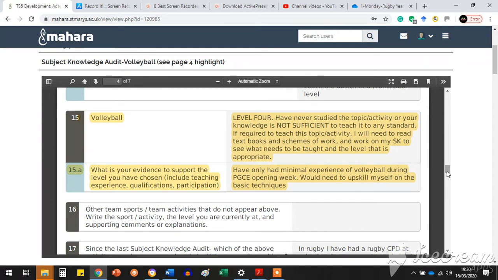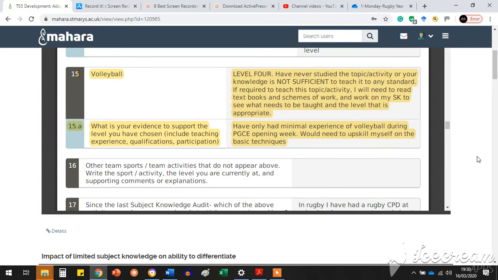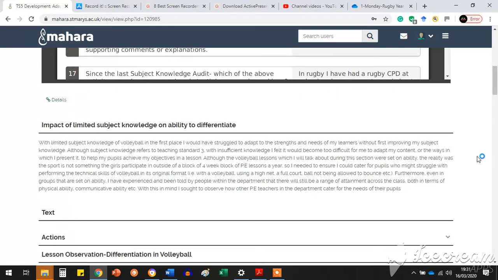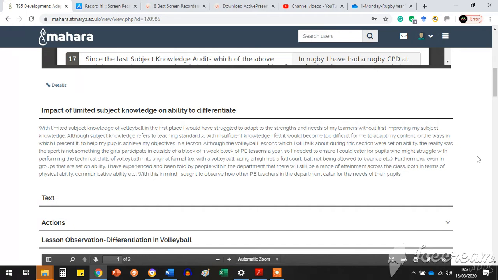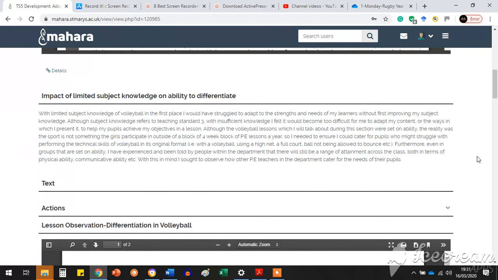My only prior experience of volleyball had been on the initial weeks of my PGCE, and I felt like I would need to upskill myself on both basic techniques and how to differentiate to a class accordingly. So with insufficient knowledge, I felt like I would struggle not only to challenge pupils who were going to be in my Year 11 Set 1 and Set 2 class, but I would also struggle to make pupils feel like they'd been catered for in terms of my delivery.